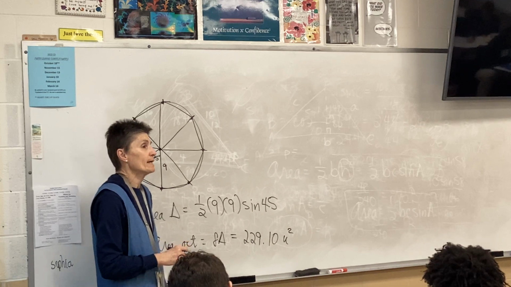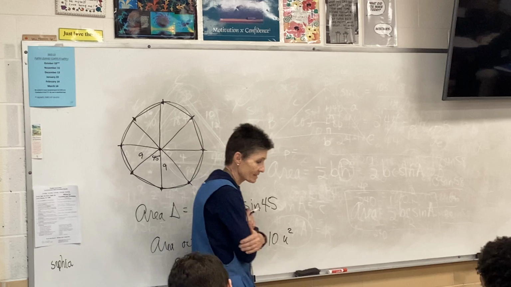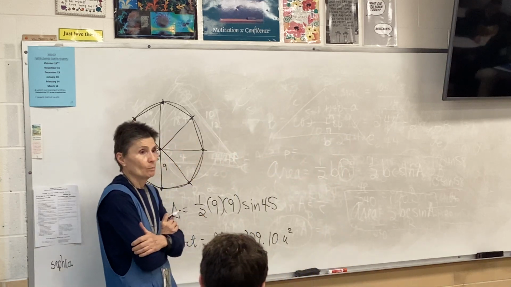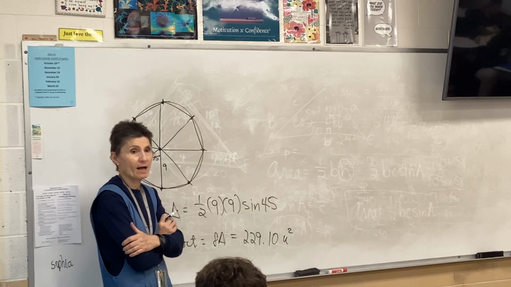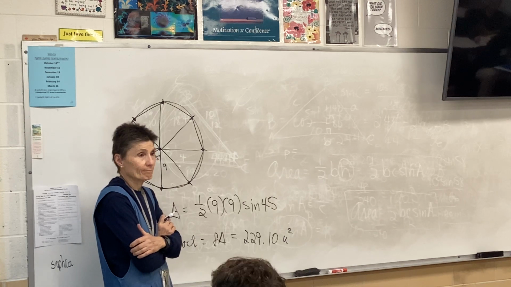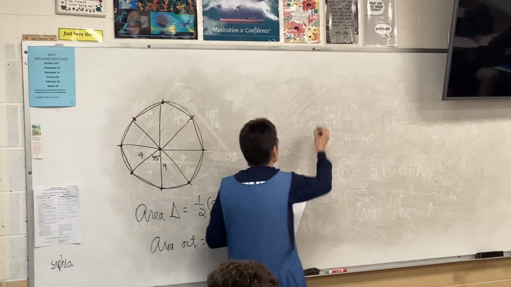Area of a triangle, 1/2 side, side, sine of included angle. Easy. That's fine. Alright, let's look at another one.